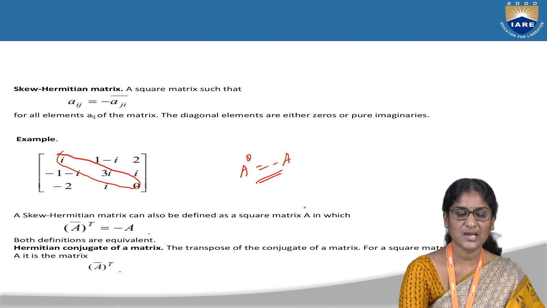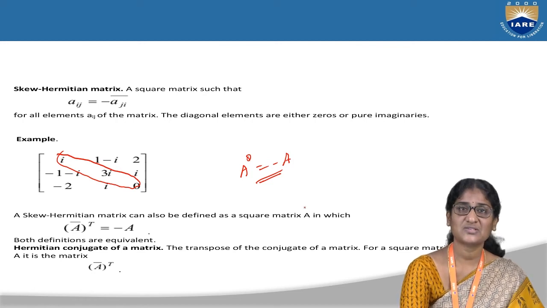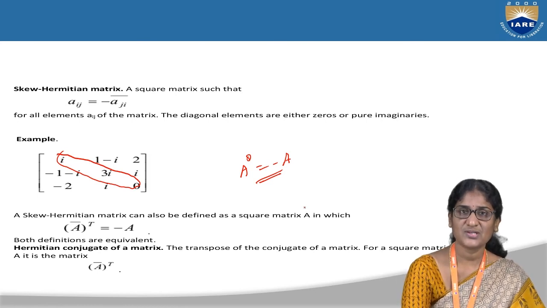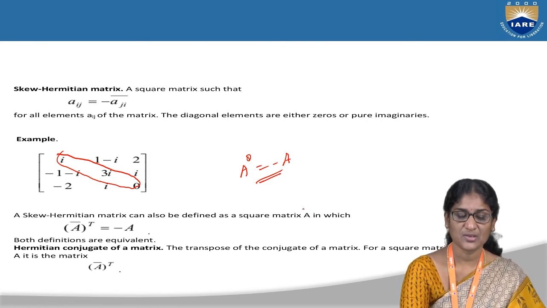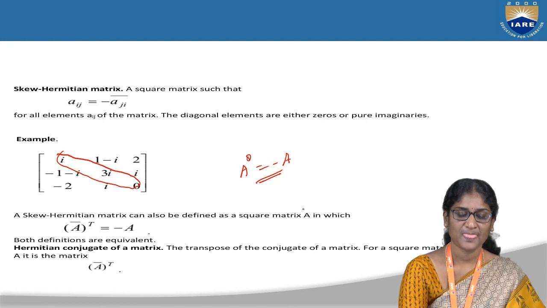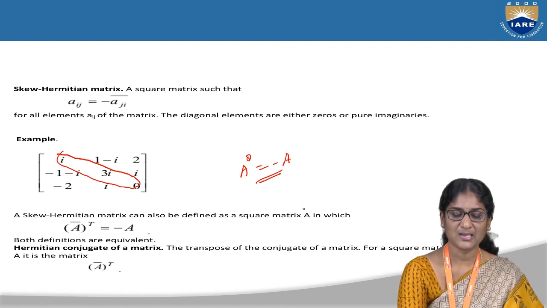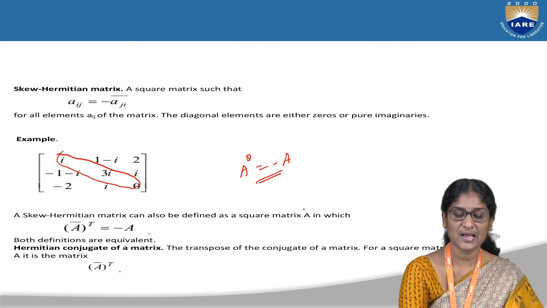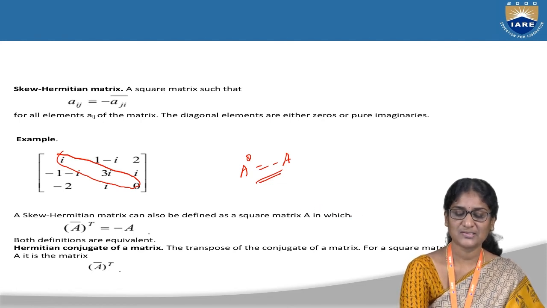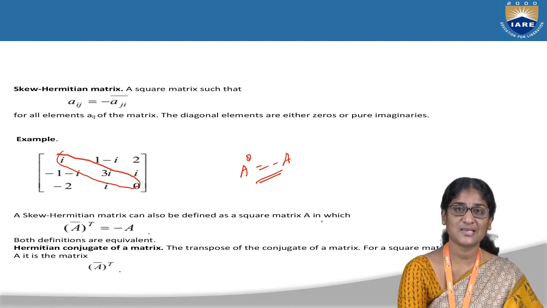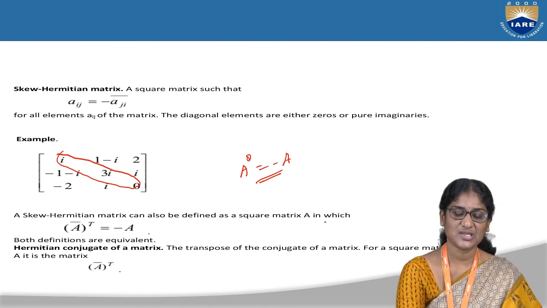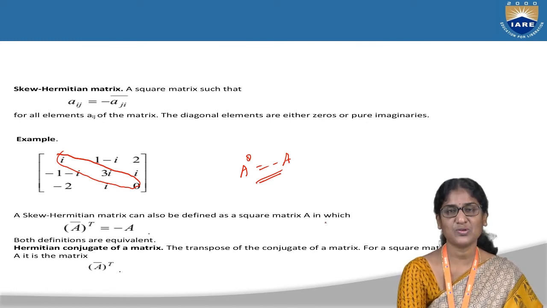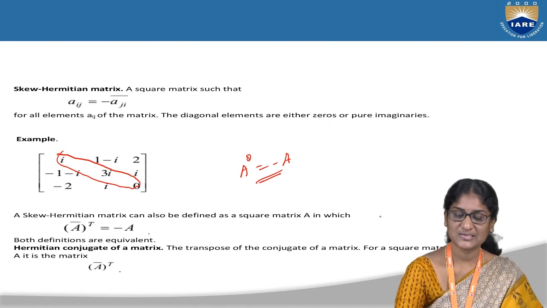So we can conclude that the diagonal elements of a skew-Hermitian matrix are either purely imaginary, or they may be zeros. So here I have a good example: the matrix with entries i, minus 1 minus i, minus 2, 1 minus i, 3i, 2i, 0 is one example of a skew-Hermitian matrix. A skew-Hermitian matrix can also be defined as a square matrix A in which A bar transpose is equal to minus A, or A transpose whole bar. Both are one and the same.